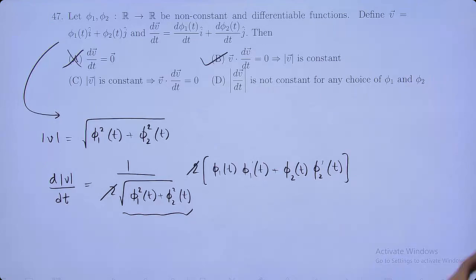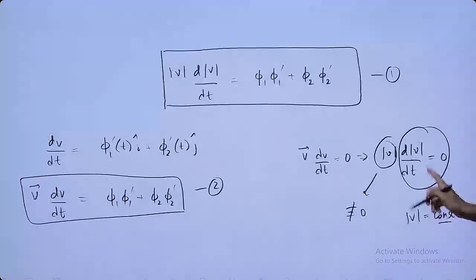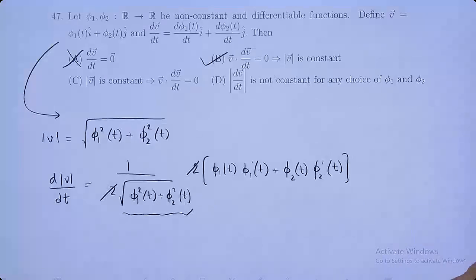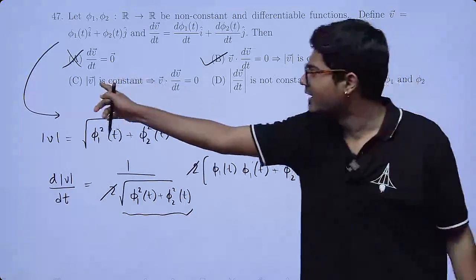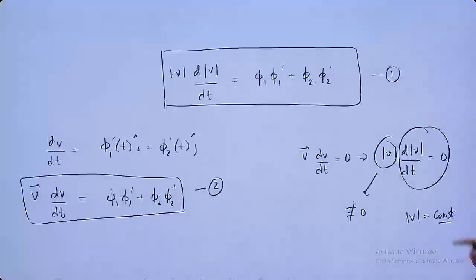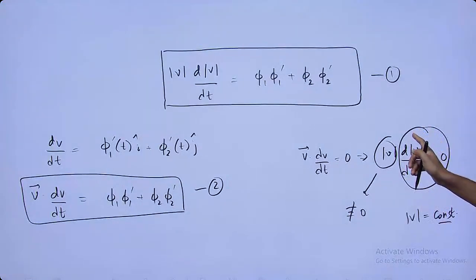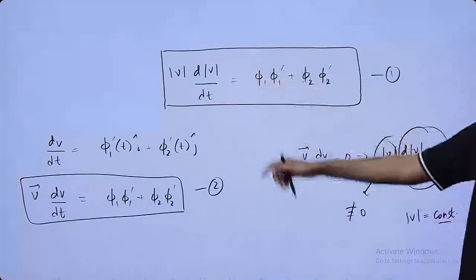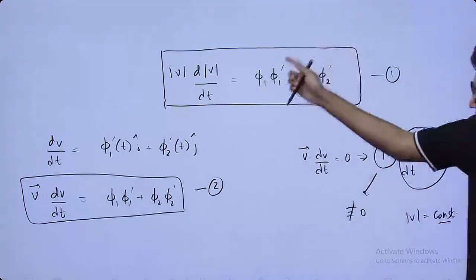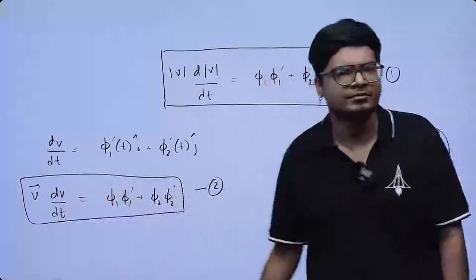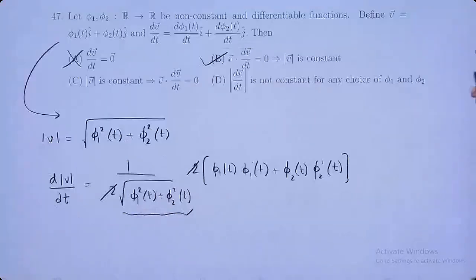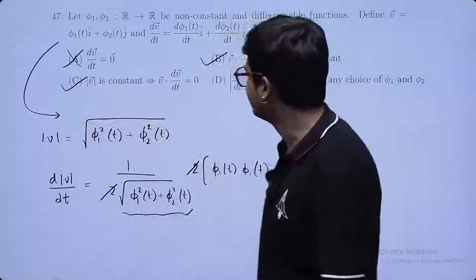Similarly, look at the other way. If mod v is constant, then this derivative is 0. If this derivative is equal to 0, then what would that mean? That this has to be equal to 0, right? And if this is 0, this dot product turns out to be 0. You understand? So the converse is also true. So option C is also going to be correct.